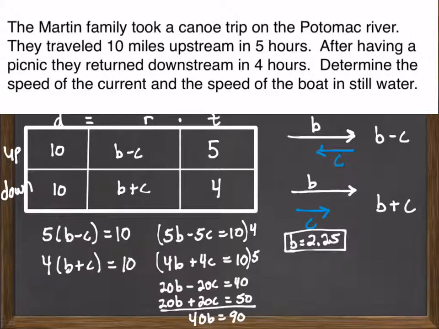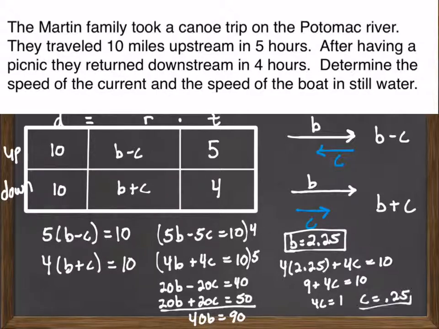Okay, that's part of what we wanted. How fast can the boat move? But we also want to know the speed of the current. So I take one of my equations. I took the 4b plus 4c equals 10. Put in that 2.25. And then simplify. 4 times 2.25 is 9. I get 9 plus 4c equals 10. Subtract 9 from both sides, get 4c equals 1, so c is equal to 0.25. So the speed of the current is 1/4 mile per hour. The speed of the boat is 2 1/4 miles per hour.